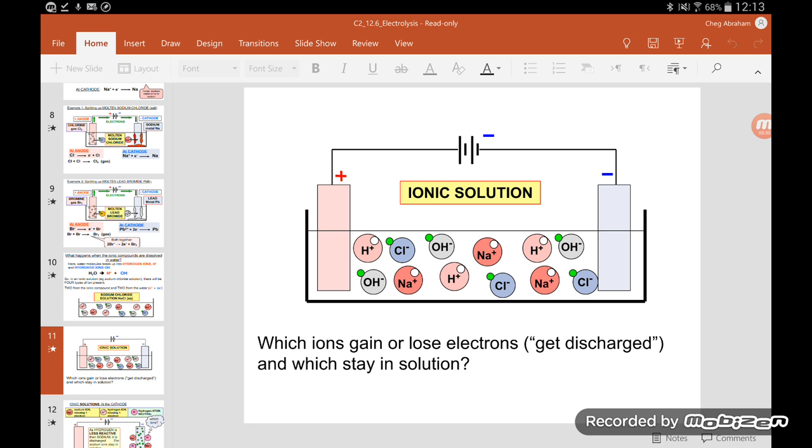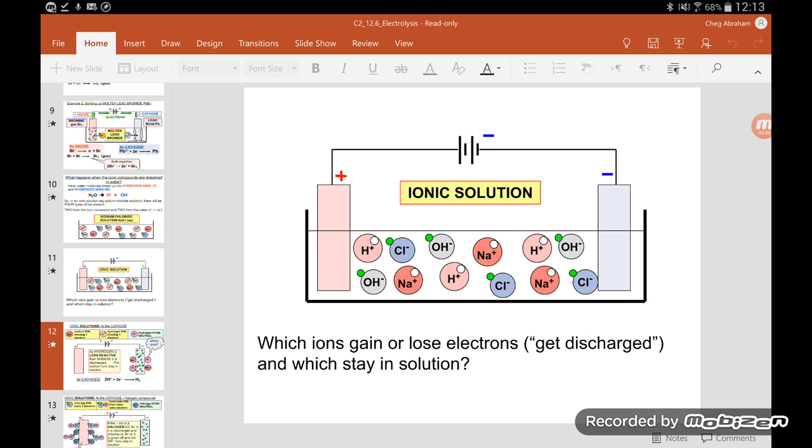And so when that happens, we have to decide what's actually going to come off. Because remember, when it was molten, it was simply a case of sodium at the negative electrode and chlorine at the positive electrode. But now we've got a choice, and so we need to know which rules.